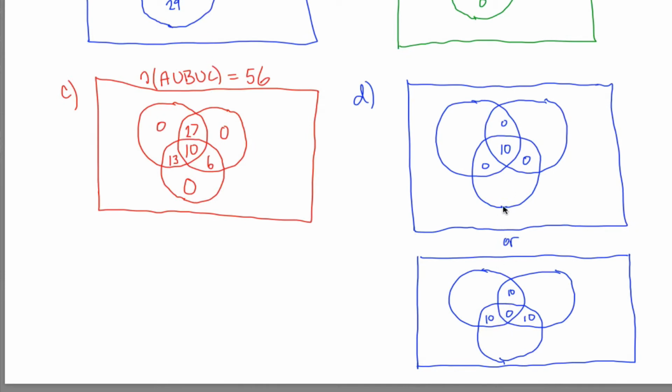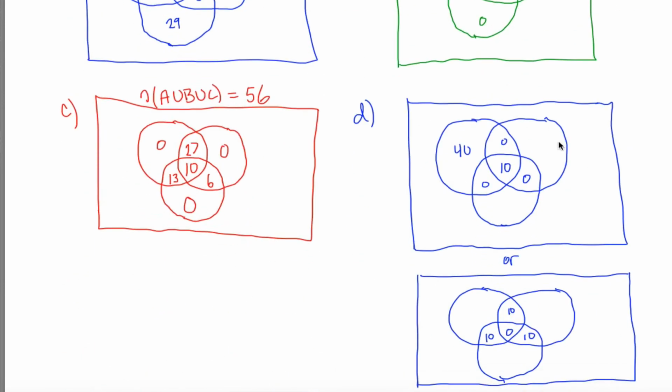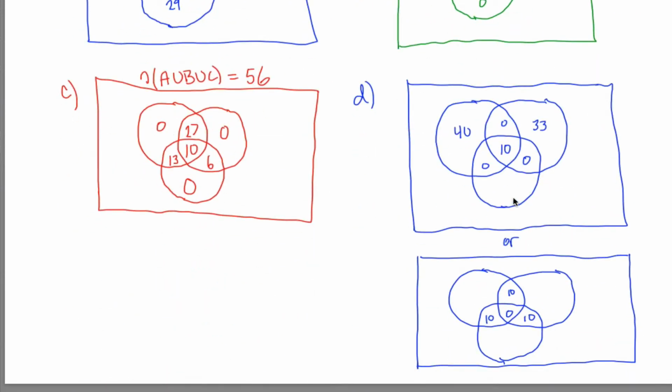But with all this information in here, I can just go through and fill in the rest. I need 50 total in set A. I've used up 10, so there'd be 40 here. I need, I don't remember the number, 43 total in set B. I used up 10 here, so I'd need 33 here. I need 29, I think, total in set B, so I put 19 here. And that would make that work.